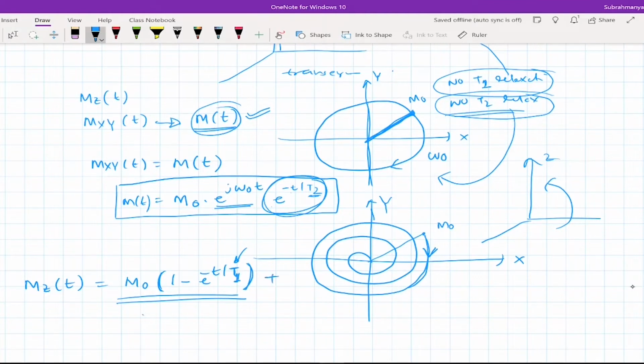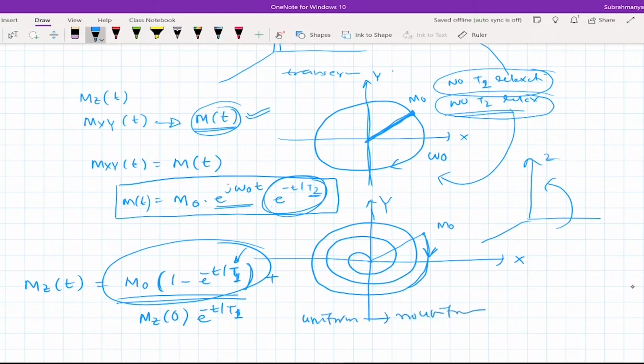And suppose your initial value is not 0, let's say it is Mz of 0, then of course it would be decaying, and finally it would reach a value of M naught. This is pretty intuitive, but now we will also do a rigorous derivation of it, so that when we generalize later from a uniform sample to a non-uniform sample, and from a uniform magnetic field to a spatially varying magnetic field, it would be very convenient for us to generalize based on the way we derive the expressions.